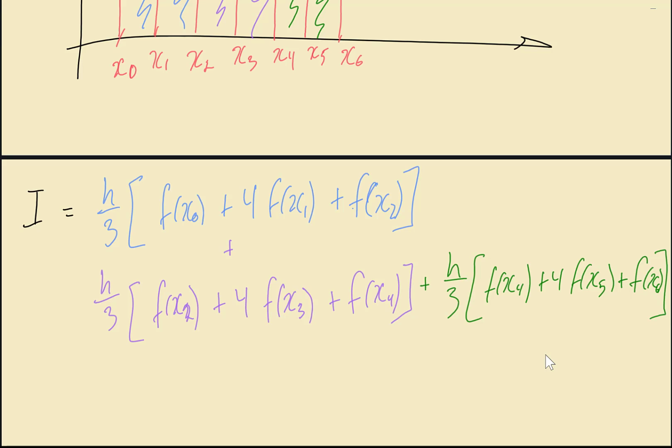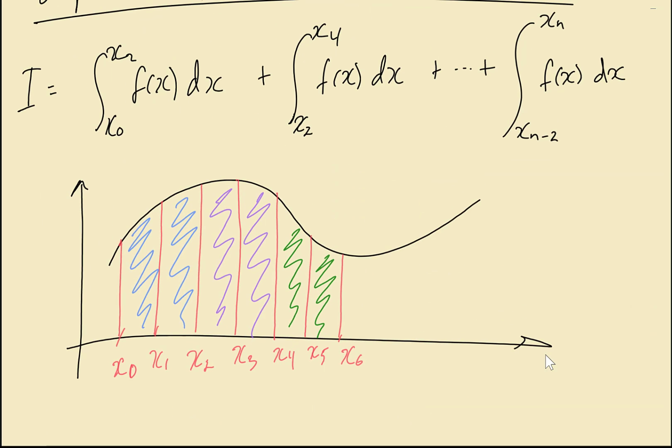Which ones are multiplied by 4? The odd numbers, right? So odd numbers would be multiplied by 4. The even numbers are repeated, right? So if we look at how they are repeated, this is the first application of Simpson's rule. x0 was used one time. x1 was multiplied by 4, x2 was multiplied by 1.